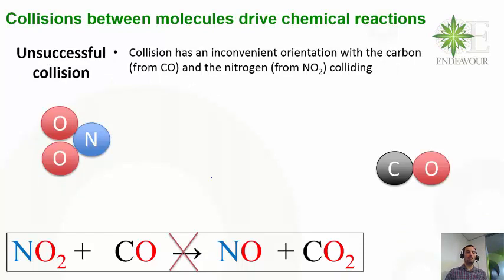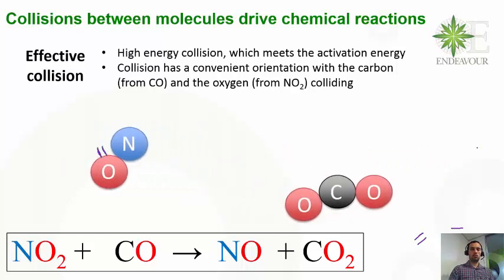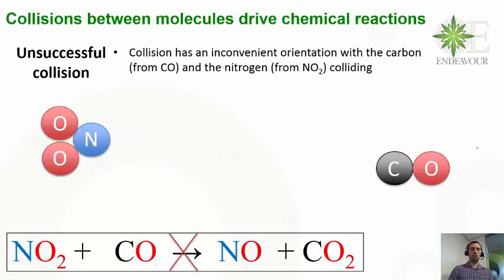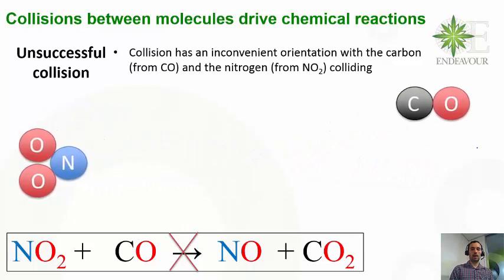This time it's an unsuccessful collision because the molecules are colliding in an inconvenient way. So remember, for this one to be convenient, we had to have the carbon colliding with the oxygen, because that's what is going to allow the formation of our products in this reaction, to basically transfer an oxygen from one molecule to the other in such a way. But what about if it's not the oxygen that collides with the carbon? What about if it's the nitrogen that collides with the carbon? What happens then? Well, in that case, it's an inconvenient collision for this reaction.